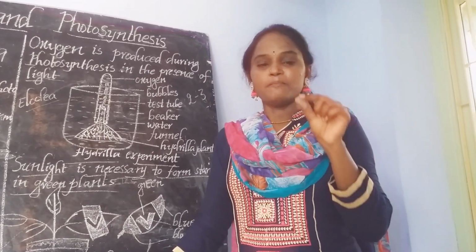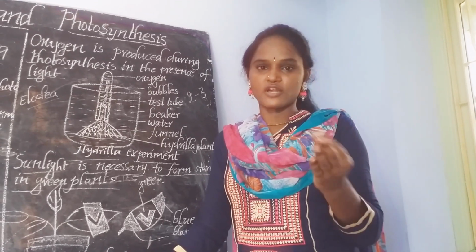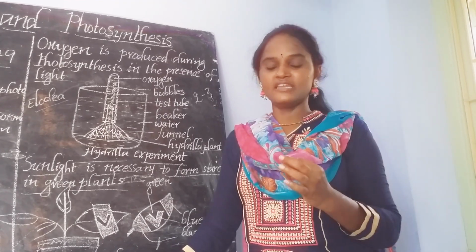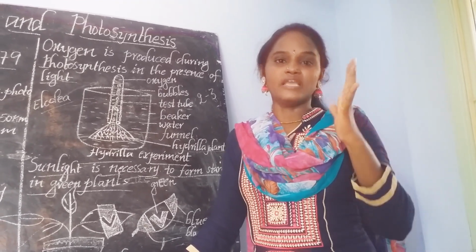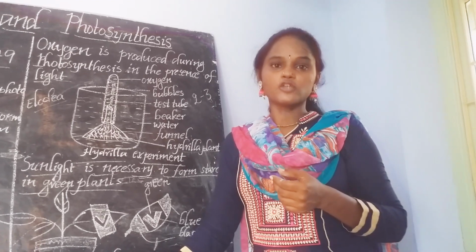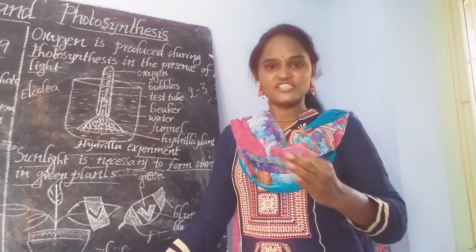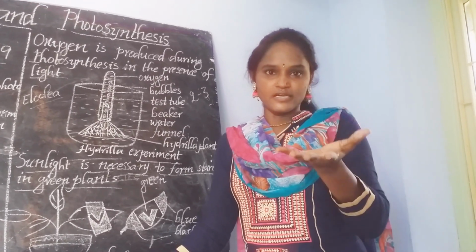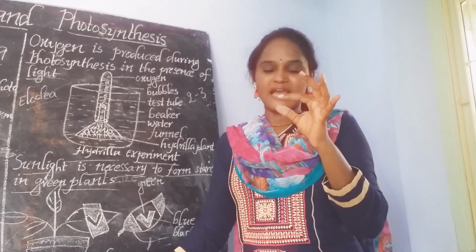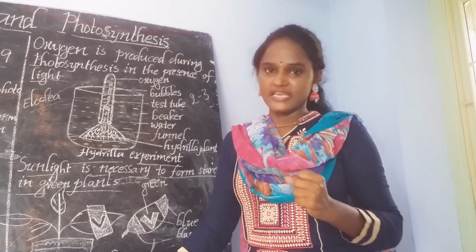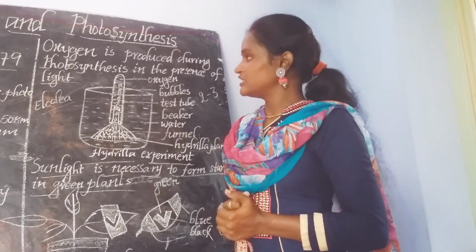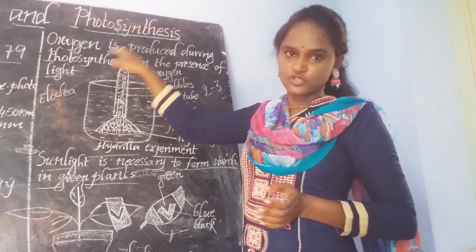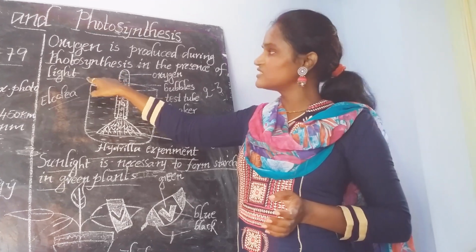Now take a matchstick or an incense stick, whichever is available, and keep it near the mouth of the test tube, then it may burst into a flame. We all know that oxygen always encourages the process of burning. That's why the flame becomes bigger. It blasts like a flame. By this experiment, we can prove that oxygen is produced during the process of photosynthesis. What is the result?